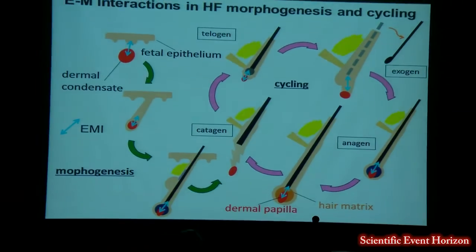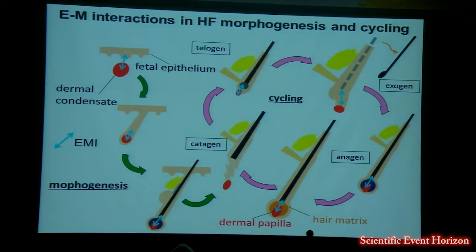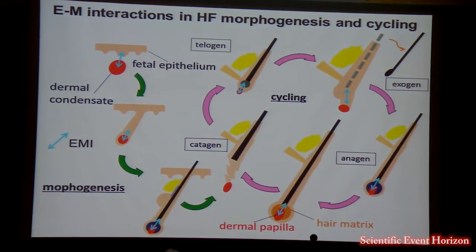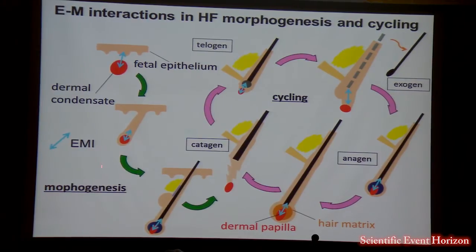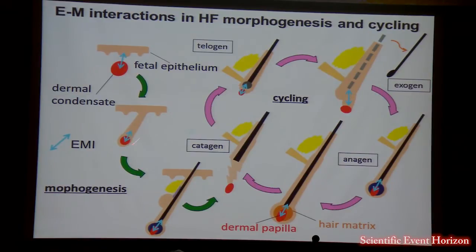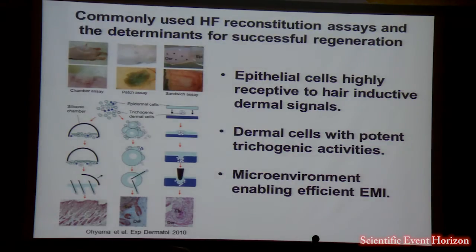Just as a backup, EMI is key in hair follicle morphogenesis and cycling. This summarizes hair follicle morphogenesis and cycling, represented by the blue arrow here. The intensive and cooperative EMI enables the hair follicle to be formed or regenerate itself during our life.